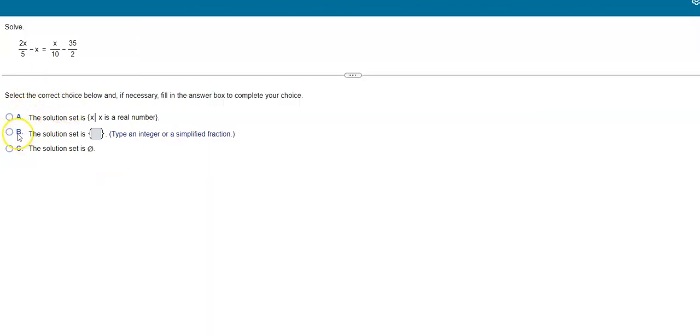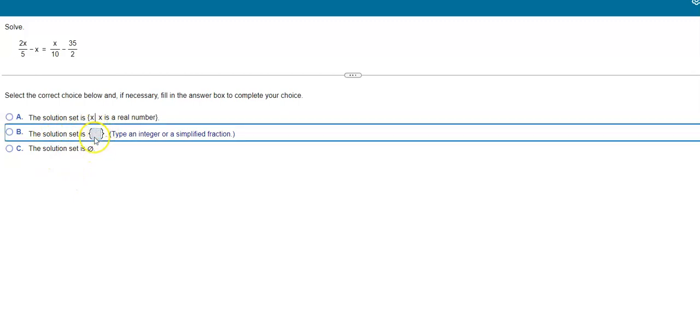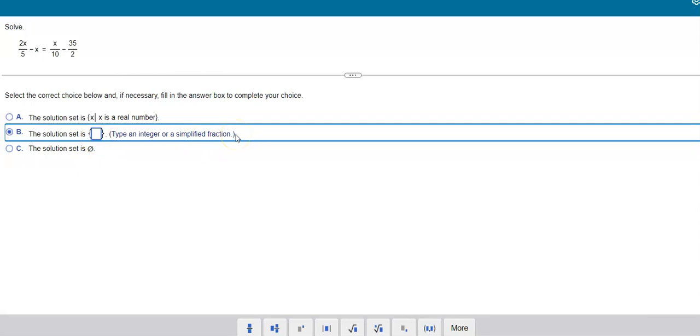All right, and so here I would click 25. So the solution set is 25. Is it going to let me click? I guess it's not. It would have been nice if it did. But I would go ahead and type in 25. Oh, there we go. I just wanted to think about it a little bit.